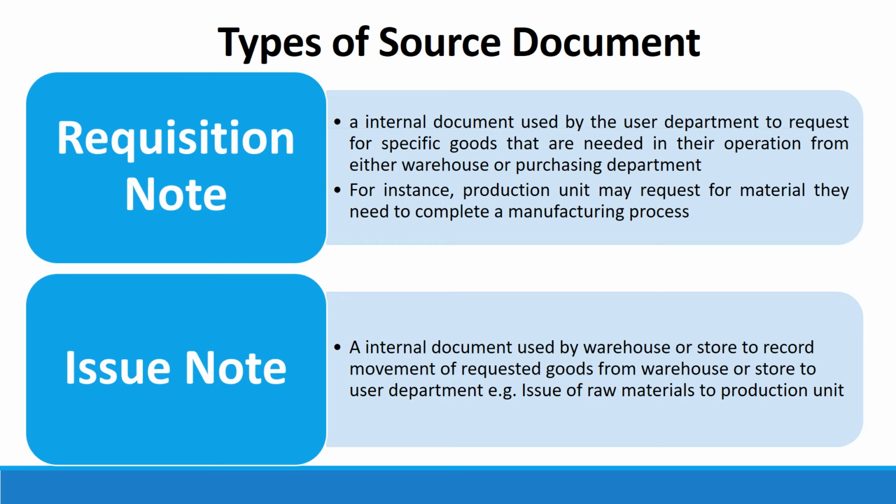An issue note is an internal document used by the warehouse department to record movement of requested goods from warehouse or store to the user department. For instance, issue of requested raw materials to the production unit.